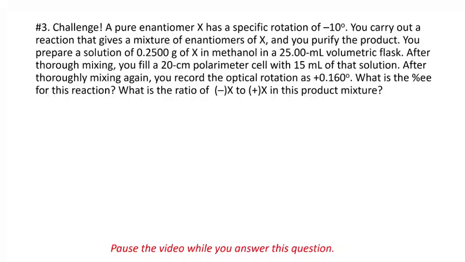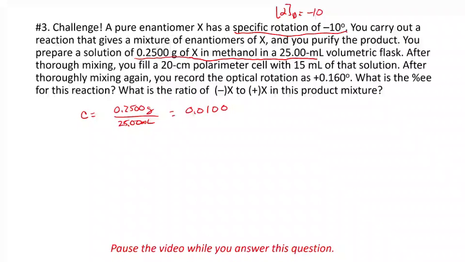All right, here we go. What do we know? Pure enantiomer has a specific rotation of minus 10 degrees. So alpha D equals minus 10. You carry out a reaction that gives a mixture of the enantiomers, you purify the product, you prepare a solution of 0.25 grams of X in methanol in a 25 milliliter volumetric flask. So our concentration here is 0.2500 grams per 25.00 milliliters, and that is 0.0100 gram per milliliter.